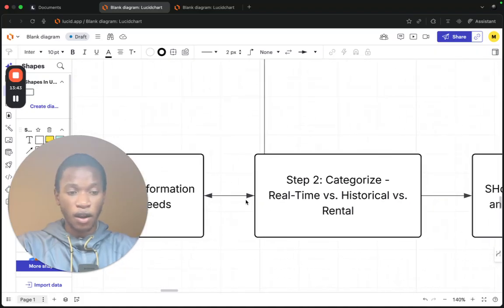Secondly, categorize real time versus historical versus rental, right? So this is done for each piece of information. For example, your real time, which is your OLTP, is information you own. You already pay for the database. It updates instantly as things happen. The cost to access is probably $0. The examples would be your customer profile, your current inventory, and your active orders.